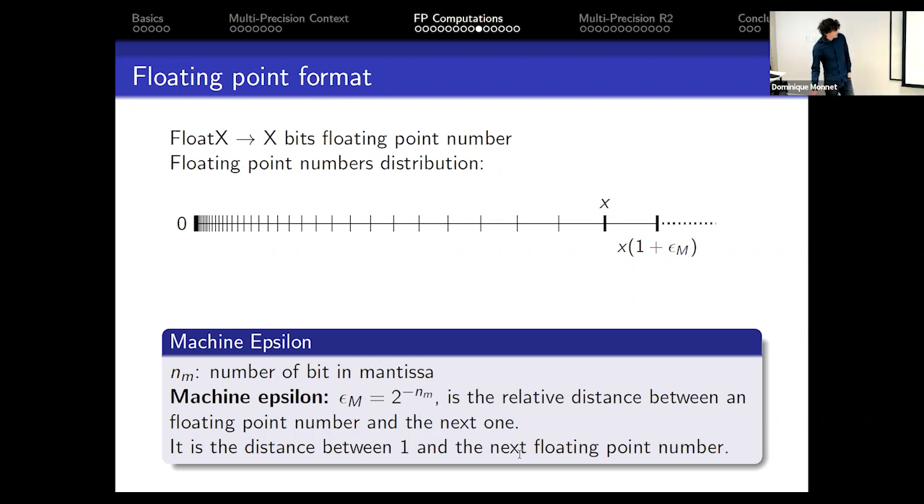And there is an interesting thing here, which is machine epsilon. Machine epsilon is the smallest fraction representable, and basically it tells you the distance between one number and the next one you can represent. So if you have the floating point number x, the next one you can represent is x multiplied by 1 plus epsilon.